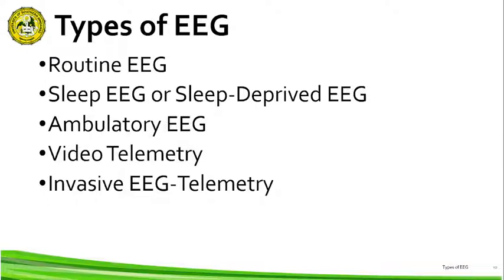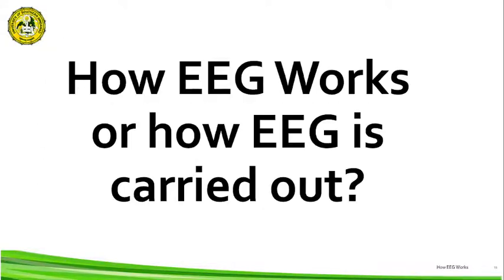And last is invasive EEG telemetry. This EEG is not common, but it may be used to check if surgery is possible for some people with more complex epilepsy or seizure. It involves surgery to place electrodes directly on the brain to find out exactly where the seizures are coming from.